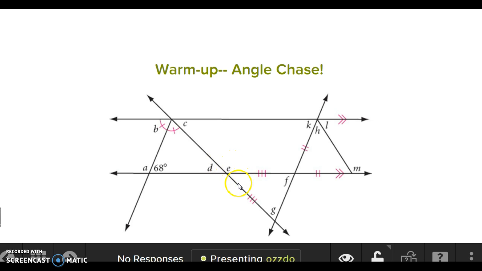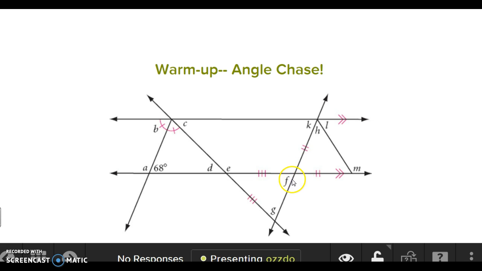And then we can find the top of our isosceles triangle, or vertex angle. And since that is a vertical angle with D, we know that that is 44 degrees. And then F and G are our base angles, so they are the same. So F and G are both 68 degrees. K is also 68 because they are corresponding angles. F and K are corresponding.